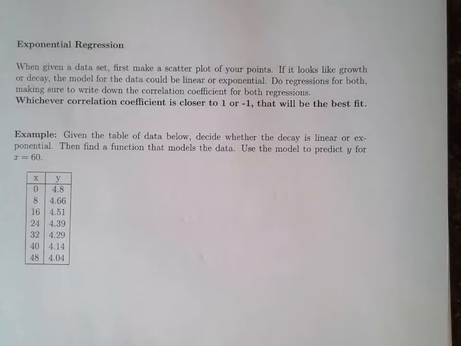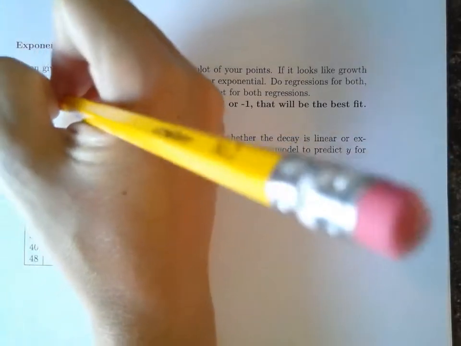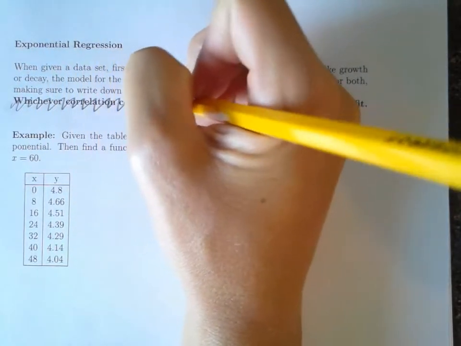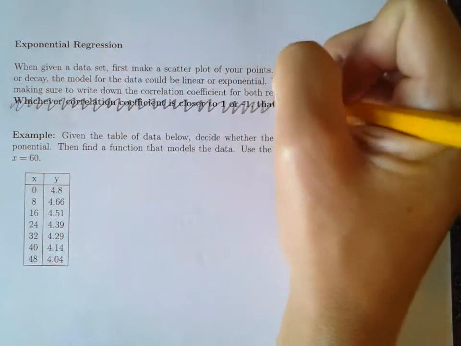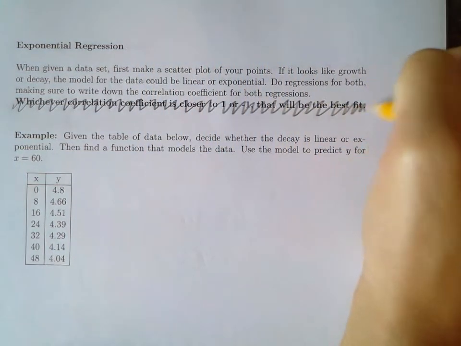Okay, so it says, when given a data set, first make a scatter plot of your points. If it looks like growth or decay, the model for the data could be linear or exponential. Do regressions for both, making sure to write down the correlation coefficient for both regressions. Okay, you can go ahead and cross out this. The correlation coefficient is not on the SAT, so you don't need to know that.